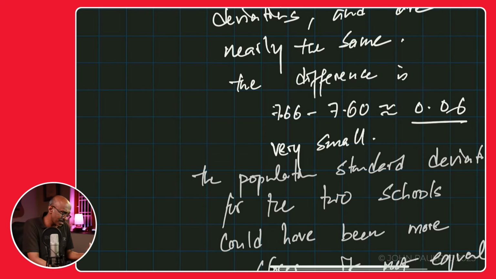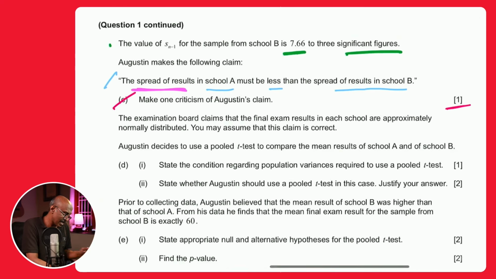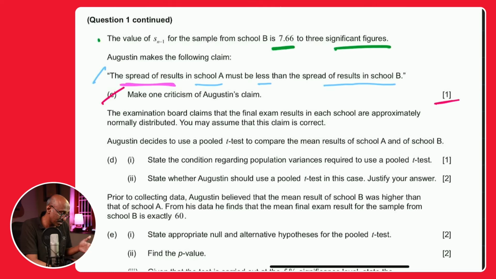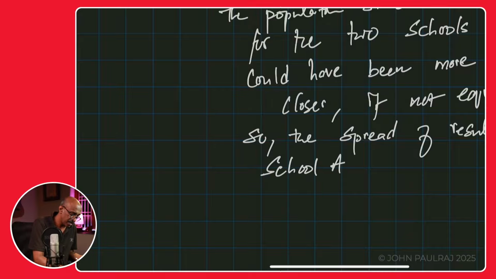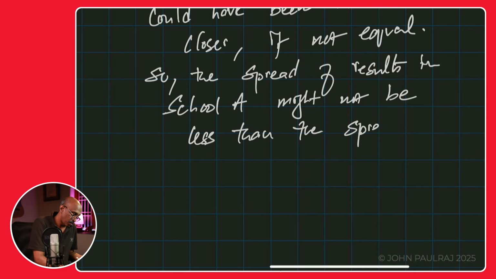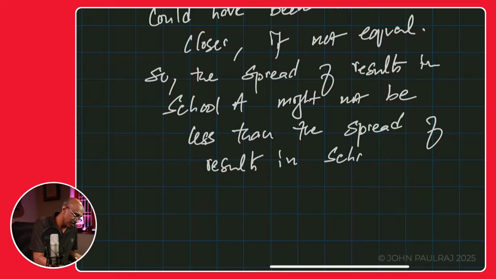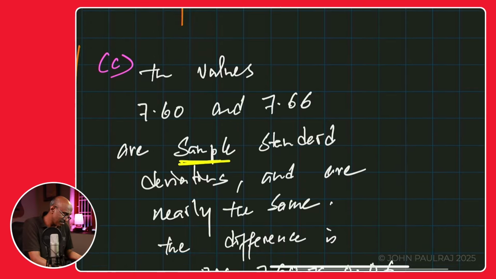You just want one criticism. So you just said that very clearly, it's incorrect to say that the spread of results in school A must be less than the spread of results in school B. So the spread of results in school A might not be less than the spread of results in school B. Yes, as you can see, for 1 mark I'm writing a lot.